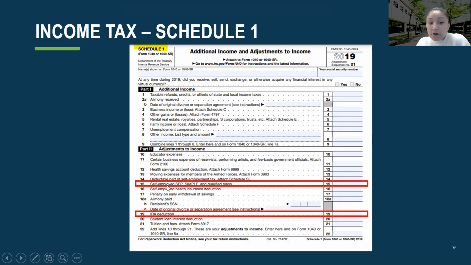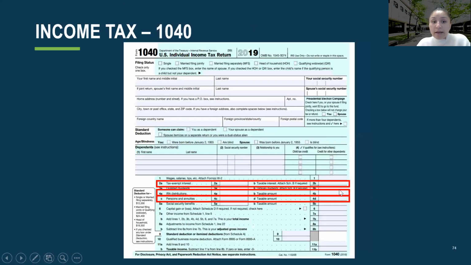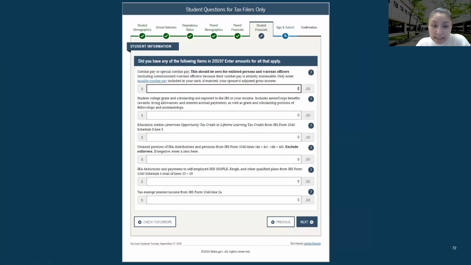Line 15, which states self-employed SEP, SIMPLE, and qualifying plans, plus line 19, which is the IRA deduction. Okay, so we're going to add that. So if you have a calculator, you can use your phone, add this up, and input that number in that question where it states IRA deductions and payments to self-employed. Okay.